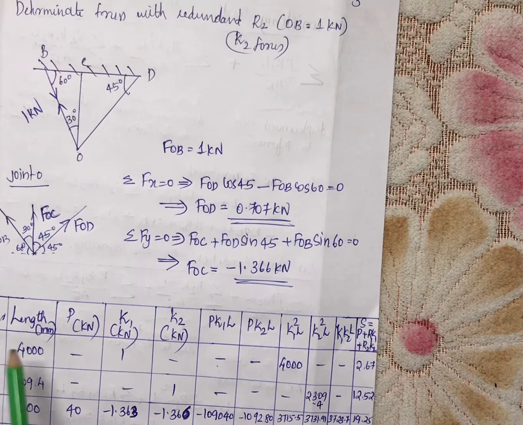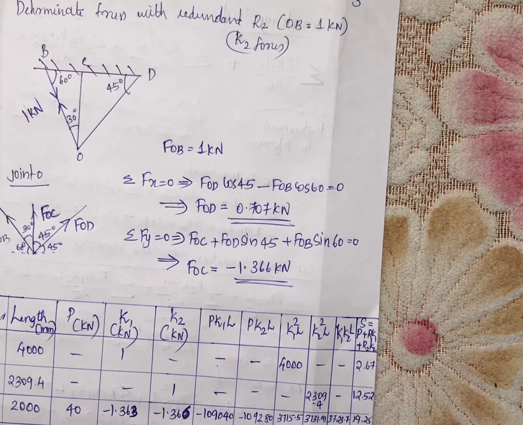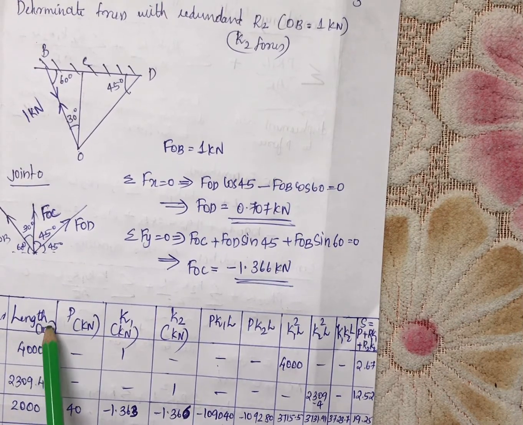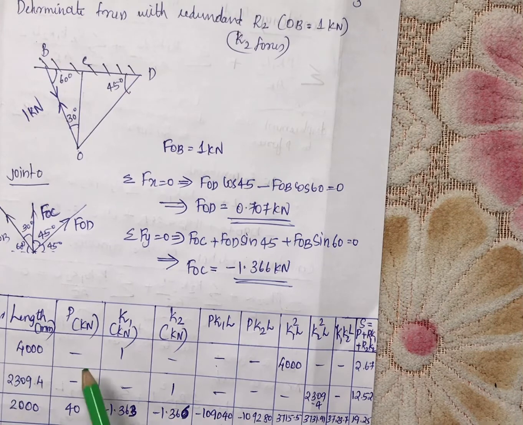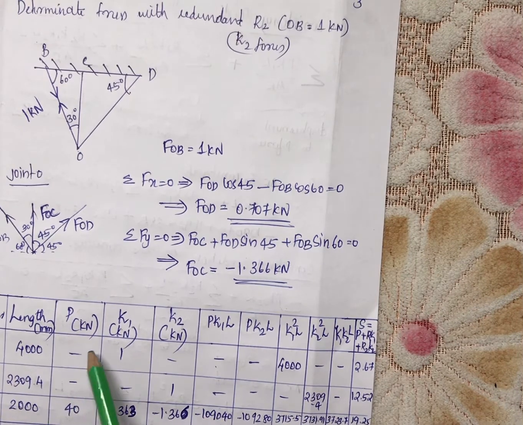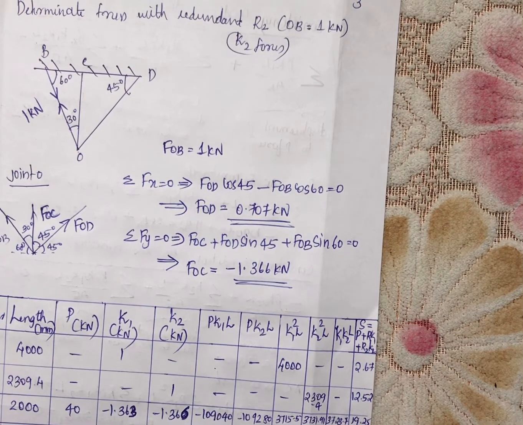Here we have 4 members OA, OB, OC and OD, then the corresponding lengths in mm, then the P forces. Here OA and OB are the redundants, so there are no P forces for OA and OB. Then OC is equal to 40 and OD is equal to 0 kilonewton.